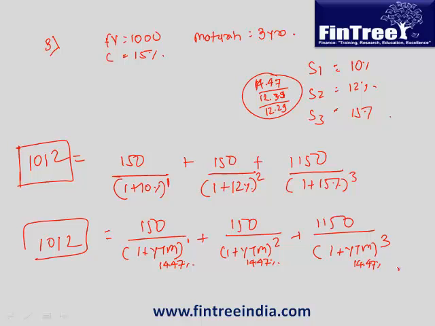150 divided by 1.1447 equal to STO1. Done. 150 divided by 1.1447 x square button equal to how much? 114. STO2.